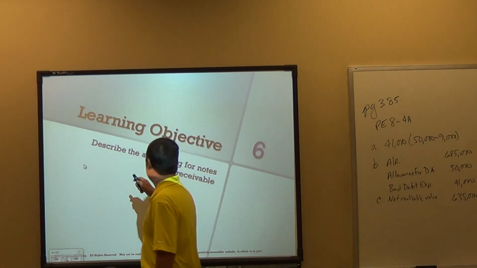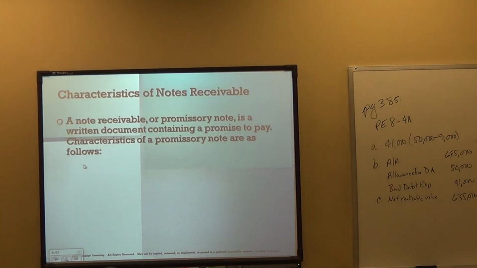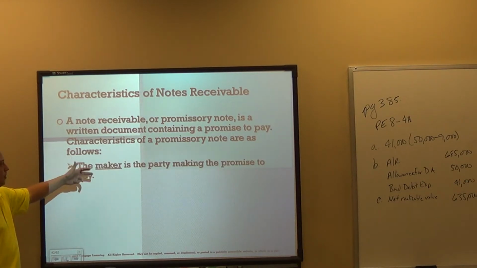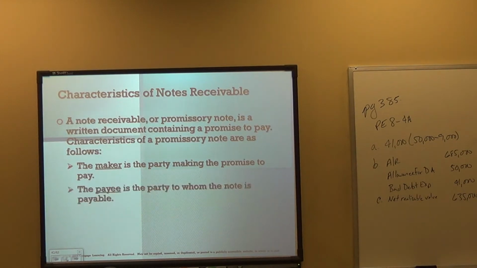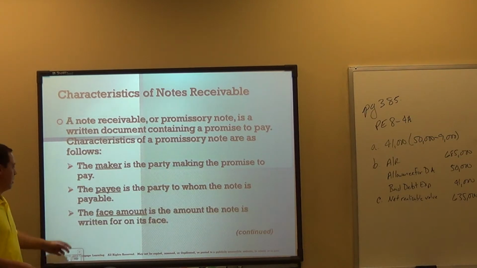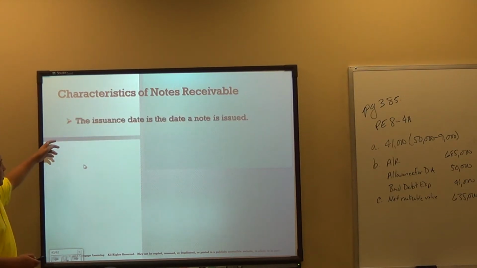All right, so now we're going to describe the accounting for notes receivable. So notes receivable here is a promissory note. Somebody's going to commit to pay us. So it's a written document that's a promise to pay, characterized with the maker, the party making the promise to pay, and then the payee, the party to whom the note is payable. And the face amount, obviously, is the amount that is owed there.